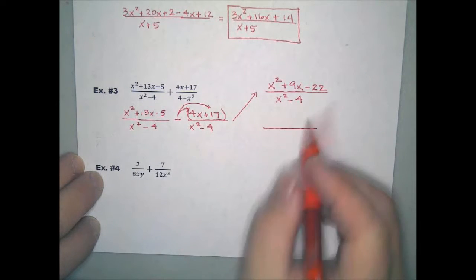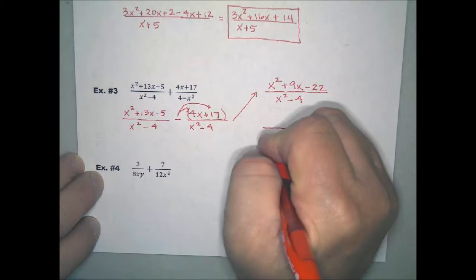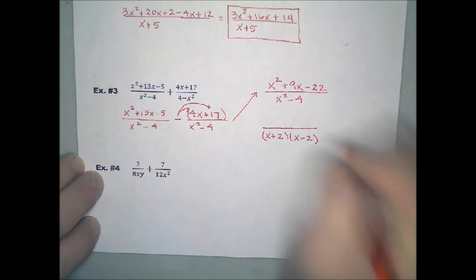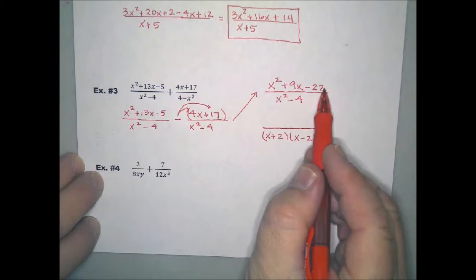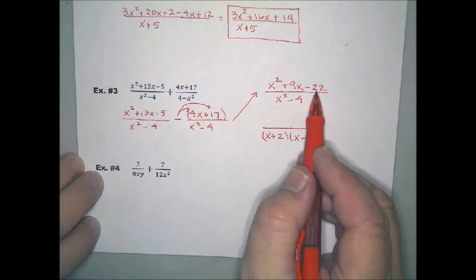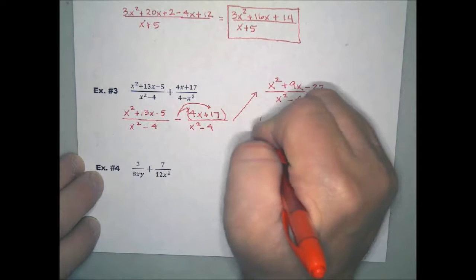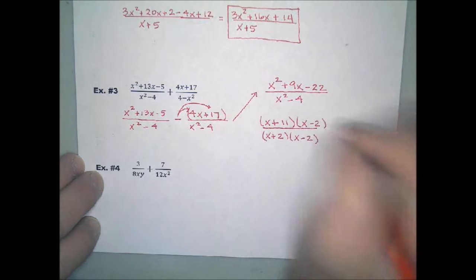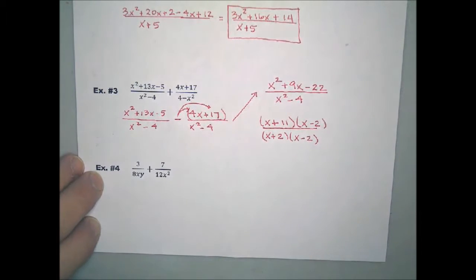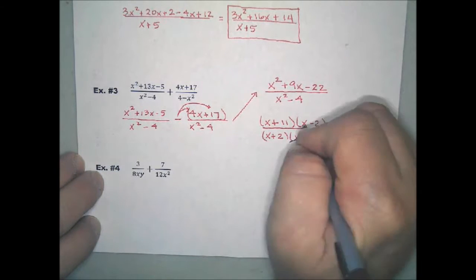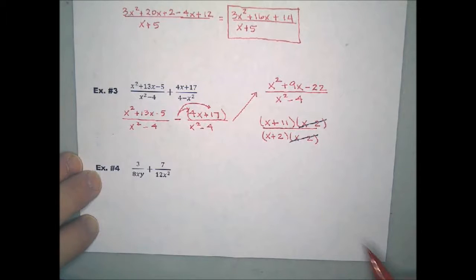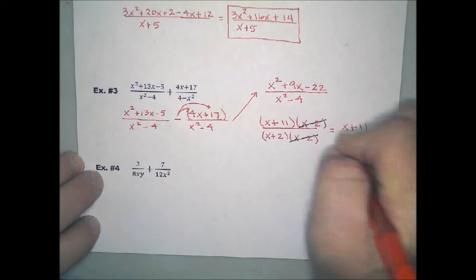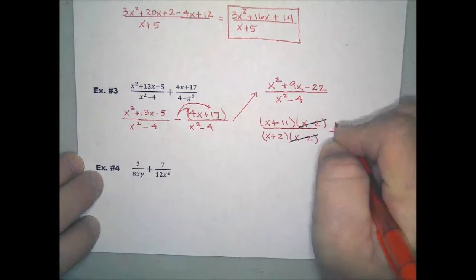And now it's time to start cleaning this problem up. The denominator is a difference of perfect squares, so I can factor it as x plus 2, x minus 2. The numerator is a trinomial that does factor. The factors of negative 22 that add up to positive 9 are x plus 11 and x minus 2. And as you can see, the x minus 2's reduce each other, and you're left with simply x plus 11 over x plus 2.